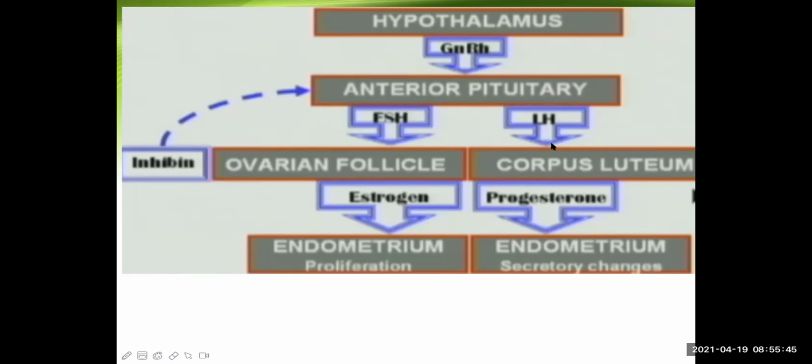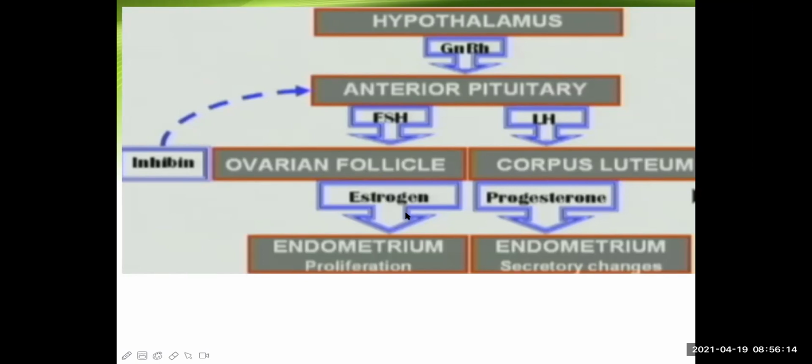LH mainly acts on the follicle when it is mature. It leads to ovulation by rupturing the Graafian follicle, and after that it helps in the formation of corpus luteum. This is LH. Now a lot of function is going on actually, so we'll talk about that one after other. Just the main thing now. So ovarian follicles release estrogen and corpus luteum releases progesterone.